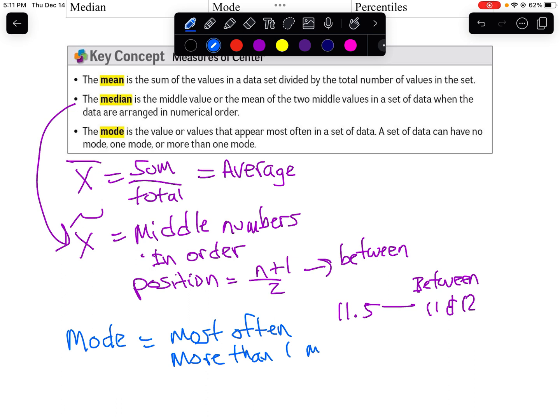If there's more than one mode, we call that bimodal or trimodal. Also, unlike the mean and median, there is always a mean and a median. But with a mode, you could have no mode. If everything occurs once, you could have no mode. Or if everything occurs the same exact number of times, like let's say everything occurs 3 times, you could have no mode.